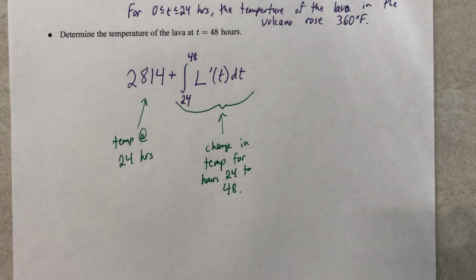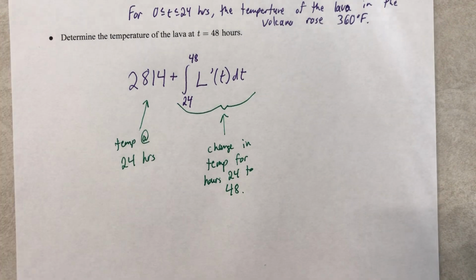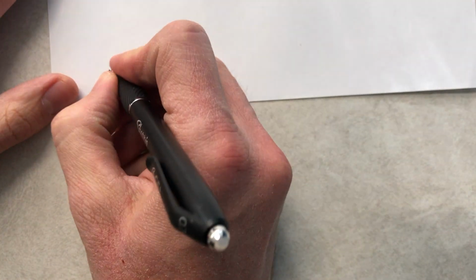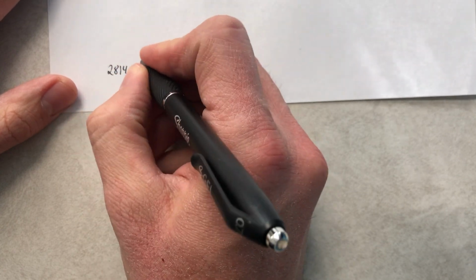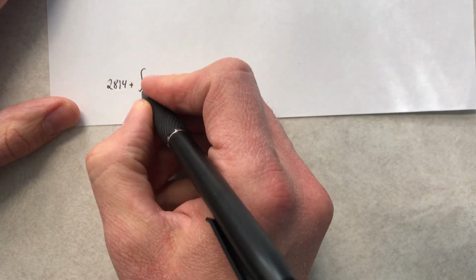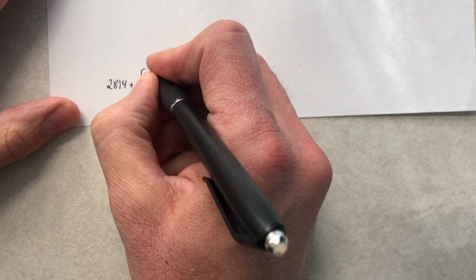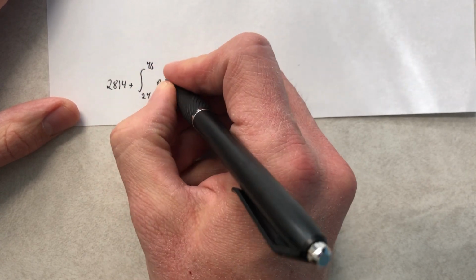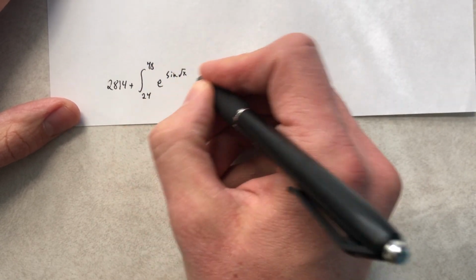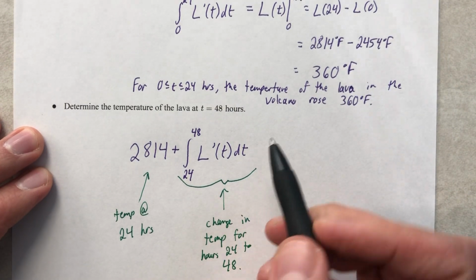So we are tempted, based on the rest of this lesson, to write it out a little bit differently. I'm going to put it on the bottom of the paper. You don't have to write this. So here we go. I would have 2814, I'm still running out of ink in this pen, plus the integral 24 to 48 of e to the sine of the square root of x dx. That is L of t dt.